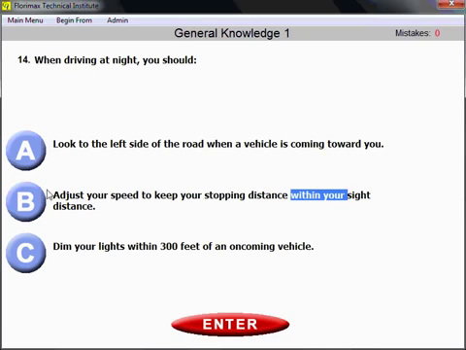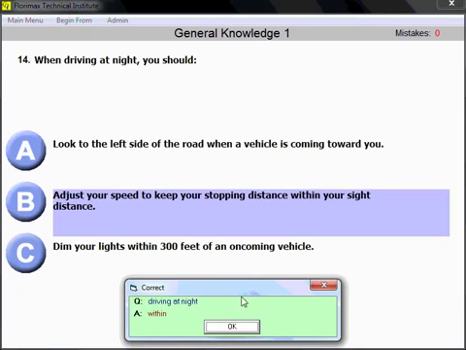clearly see. Okay, let's see. Question. You choose, you correct it, hit enter. Yes. And you see that's like a little trick. You don't even need to remember the whole stuff. If you see this word within, that's in most cases the indication of the correct answer. So again, when you're driving at night, what you should do, you should adjust your speed to keep your stopping distance within your sight distance.